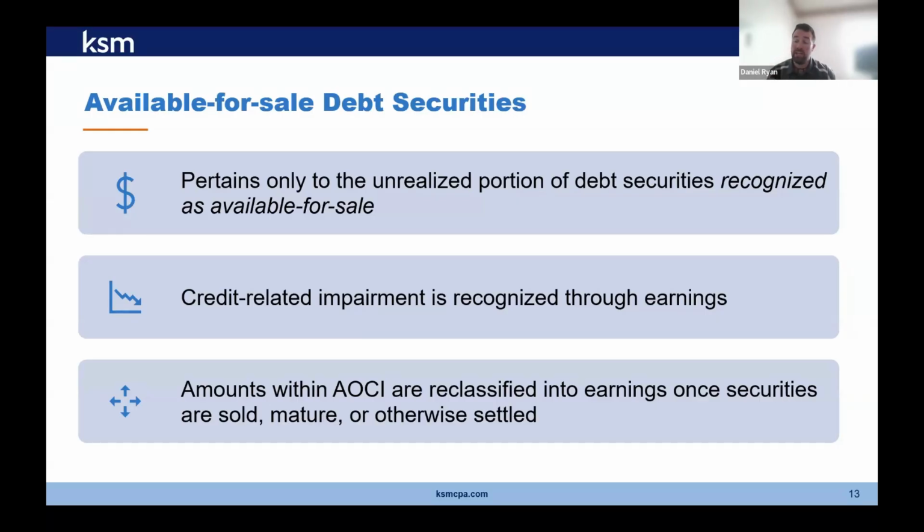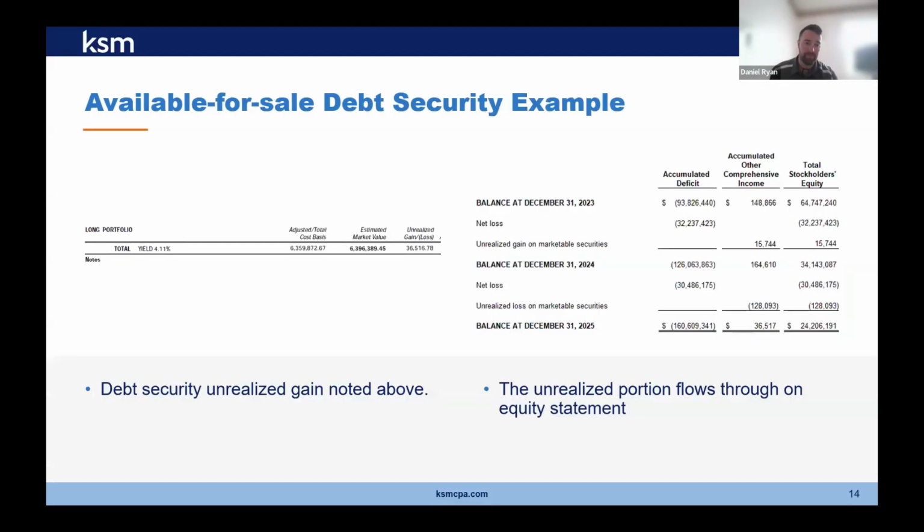Once that security, if and when it is sold or otherwise settled, becomes realized, that amount will be reclassified out of AOCI and into general earnings or retained earnings, as the case may be. We'll have a little example here to illustrate this more clearly.